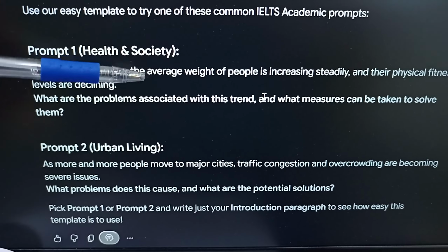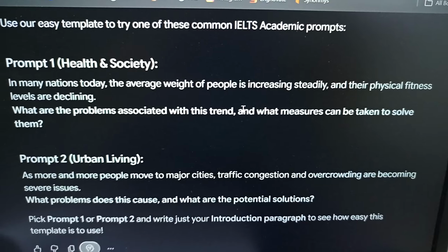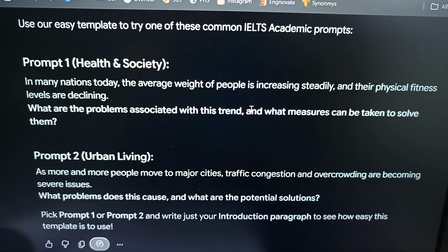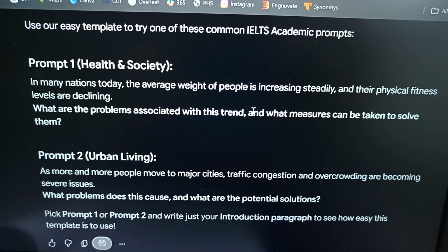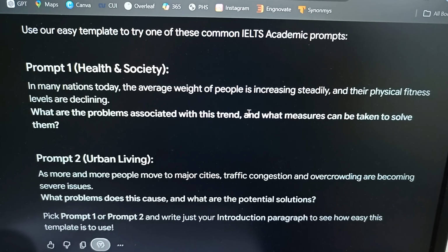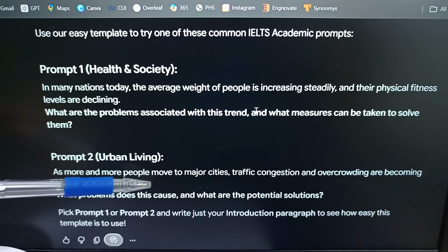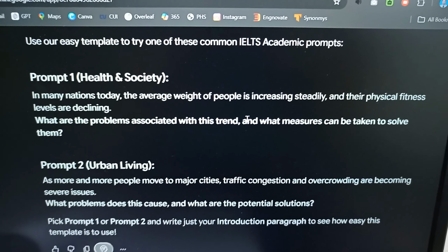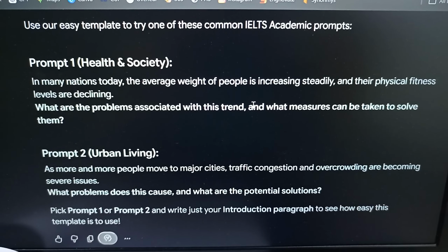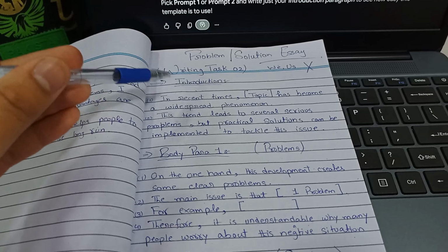In many nations today, the average weight of people is increasing steadily and their physical fitness levels are declining. What are the problems associated with this trend and what measures can be taken to solve them? In other words, it can say: what problems does this cause and what are the potential solutions? So this type of question comes overall. Let me show you how to put it in.